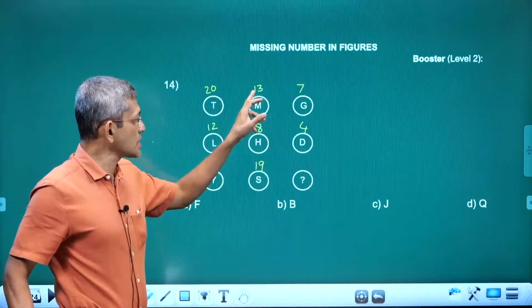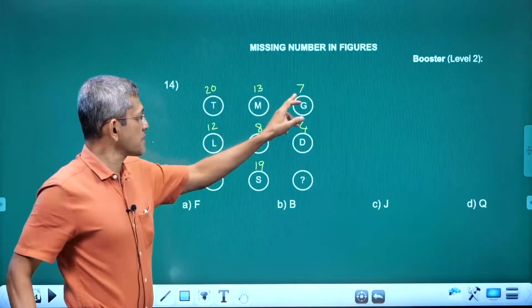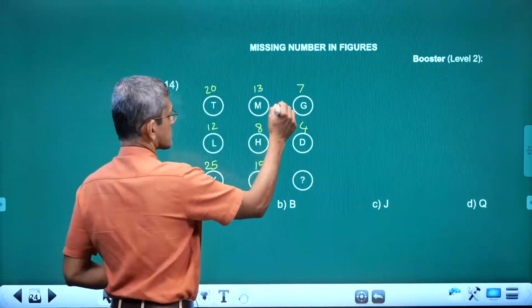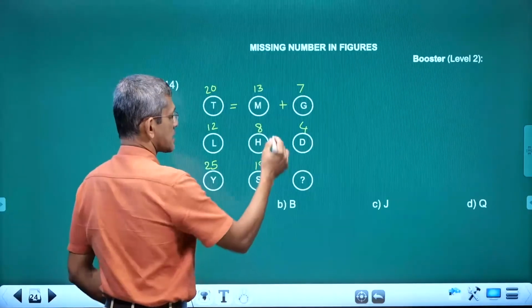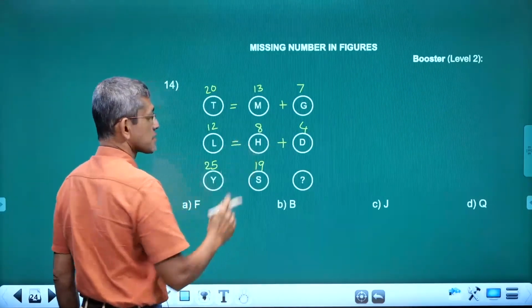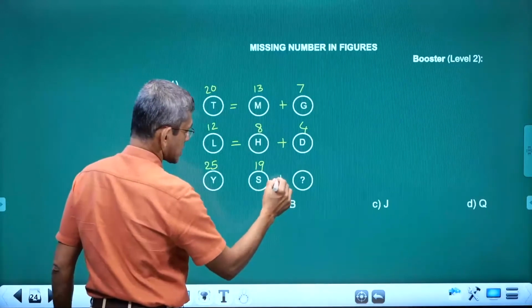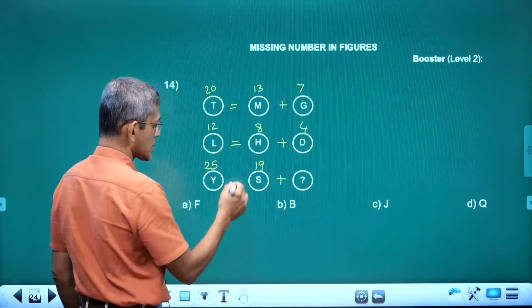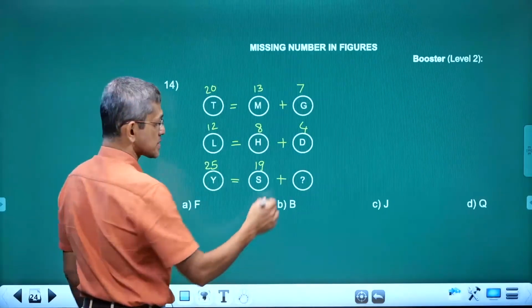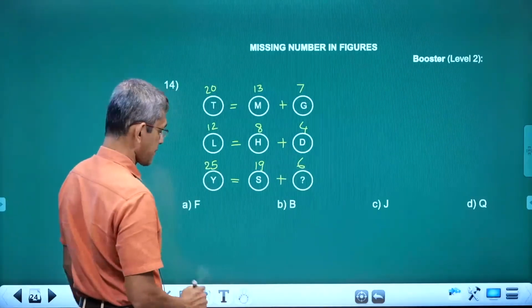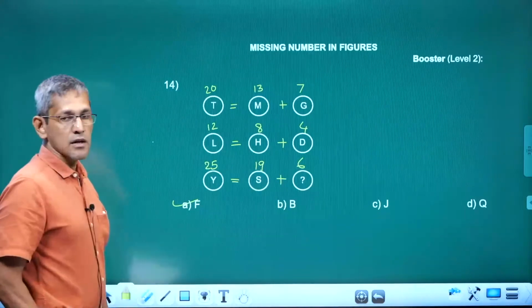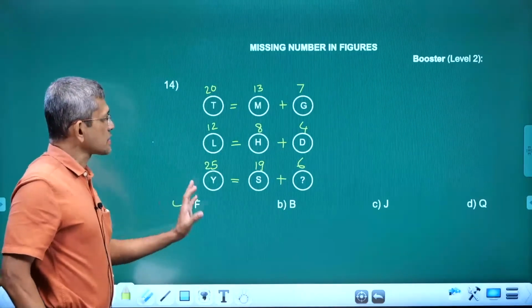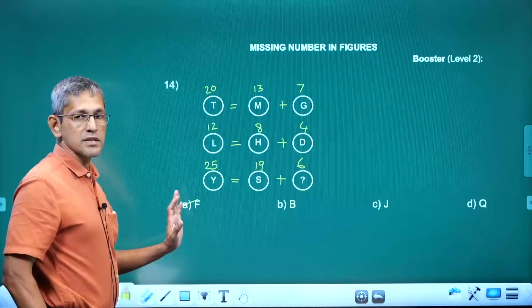Or you may look at it this way. 13 plus 7 is 20. 8 plus 4 is what? 12. And this one, we have no idea which letter is over here. These two letters together, you get what? 25. So it must be the 6th letter. The 6th letter is what? F. That's the answer.